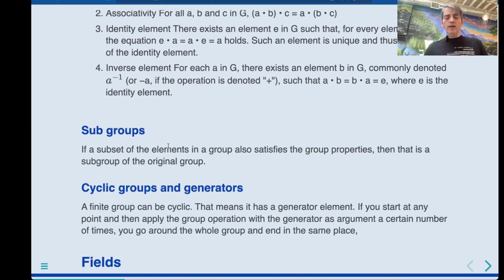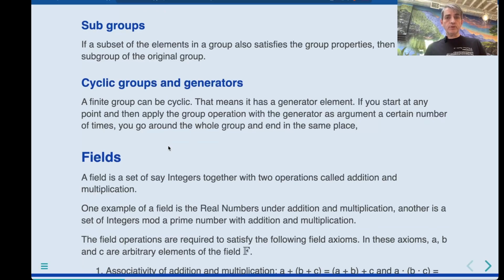Now, we also have the idea of subgroups. So it could be that you've created a group, but within that group, there's also a subgroup, a set of elements that also forms a group. That's fine. Now, the next part is useful. We see this being used quite widely in ZK, which is the idea of having a generator in a cyclic group. Now, I said here a finite group. A finite group means we've got a finite number of elements.